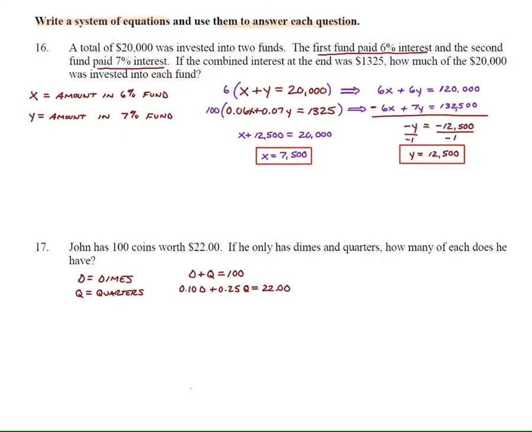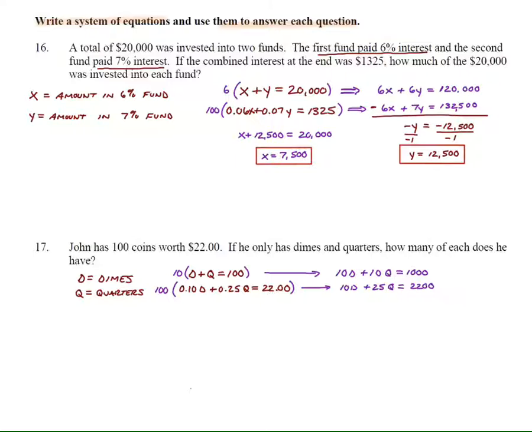And then I'm going to solve this one very similarly to the last one, meaning I'm going to clear my decimals first. So if I multiply the bottom equation by 100, I'm also going to multiply the top equation by 10, because what that'll give me is 10D plus 10Q is 1,000, and the bottom equation becomes 10D plus 25Q is 2,200. So I no longer have any decimals, and I made my D variables have the same coefficient. You could have done the same thing by multiplying the top equation by 25, which would have made the Q's match up. That's totally up to you.